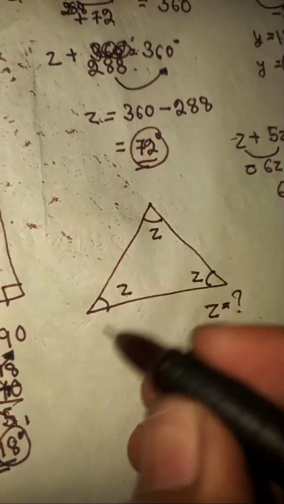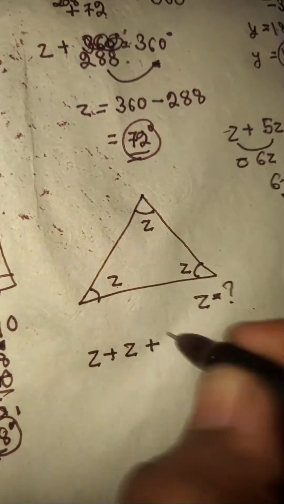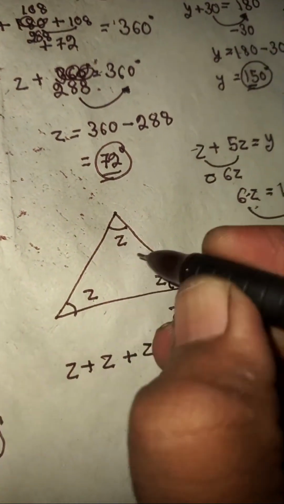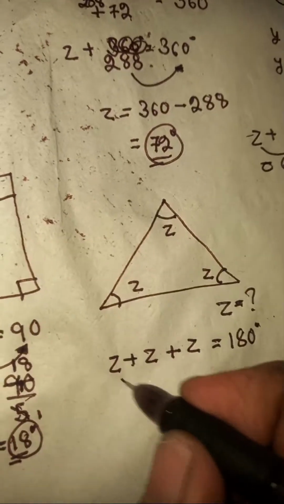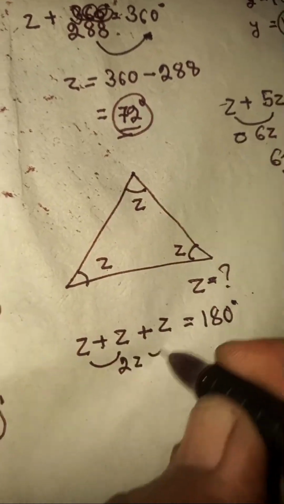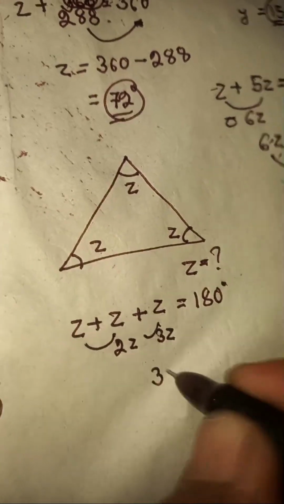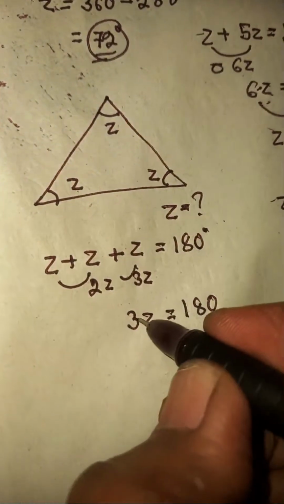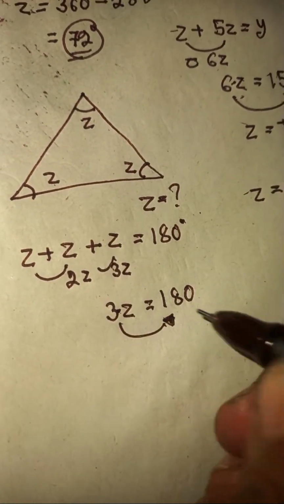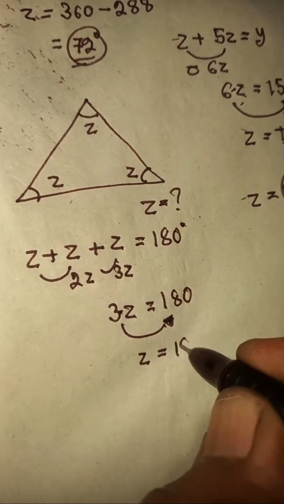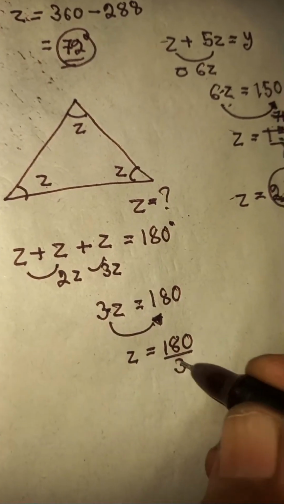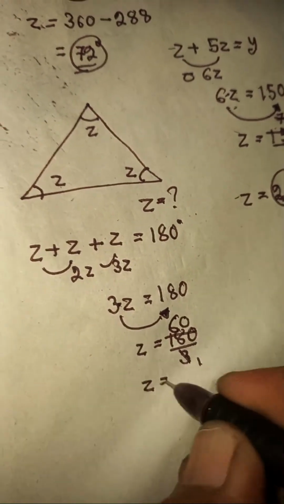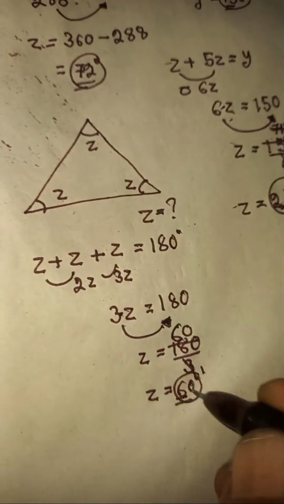First add all three angles. z plus z plus z equal to 180 degrees, because the sum of the angles of any triangle is 180 degrees. z plus z is 2z, 2z plus z is 3z. 3z equal to 180 degrees. This 3 times z, you can send the 3 below into the denominator. z equal to 180 by 3. You can divide: 3 sixes are 18, and 0 comes with it. z equal to 60 degrees.